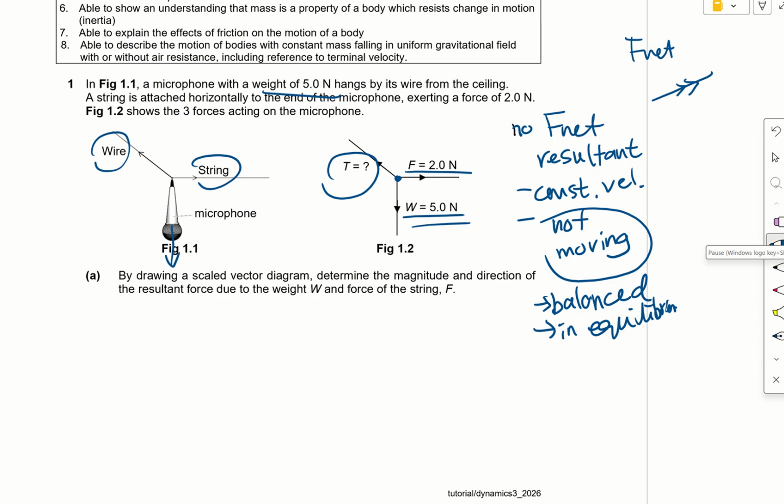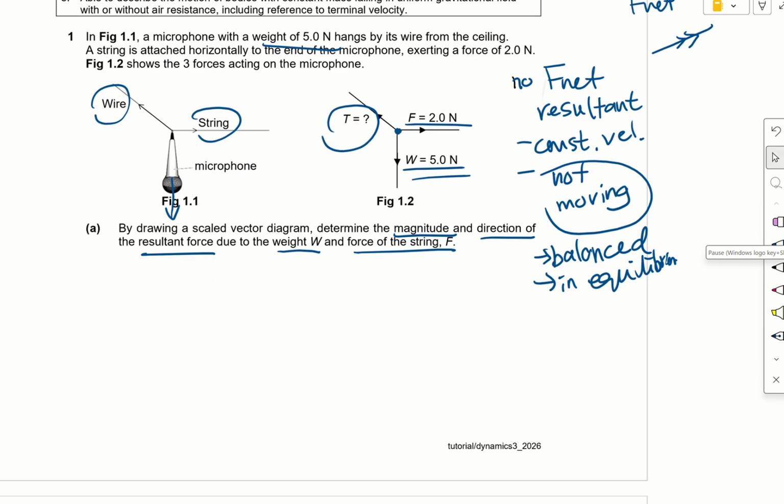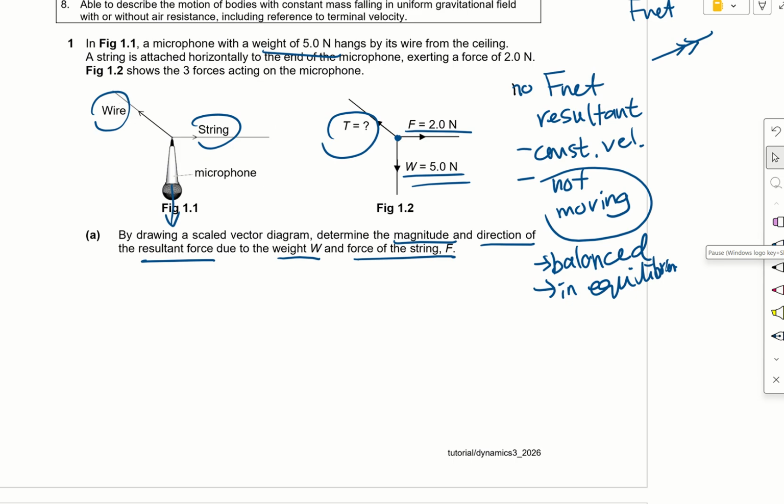Okay, so in this case, they want us to determine the magnitude and direction of the resultant force due to the weight and the force of the string. So they are asking us to draw the resultant force for W and F. If I were to do it very quickly, this is W. Of course, you need to draw it to scale, but now I'm just doing a sketch. The skills that you learn in chapter 1 are still applicable, whereby you have to draw it in a parallelogram method or triangle method.